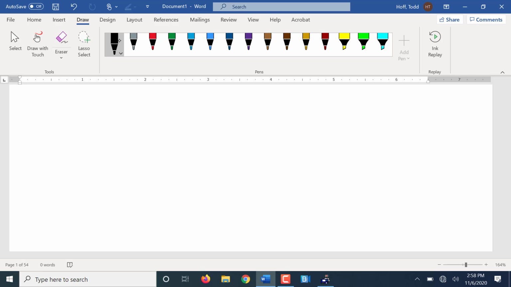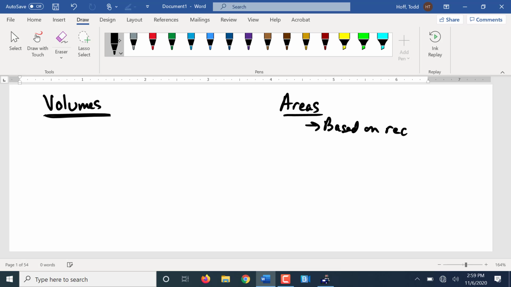So the next step for us is to start talking about volumes. Now, when we talked about areas, we talked about the idea that all areas are based on a rectangle. And that all areas are found by multiplying two perpendicular dimensions.